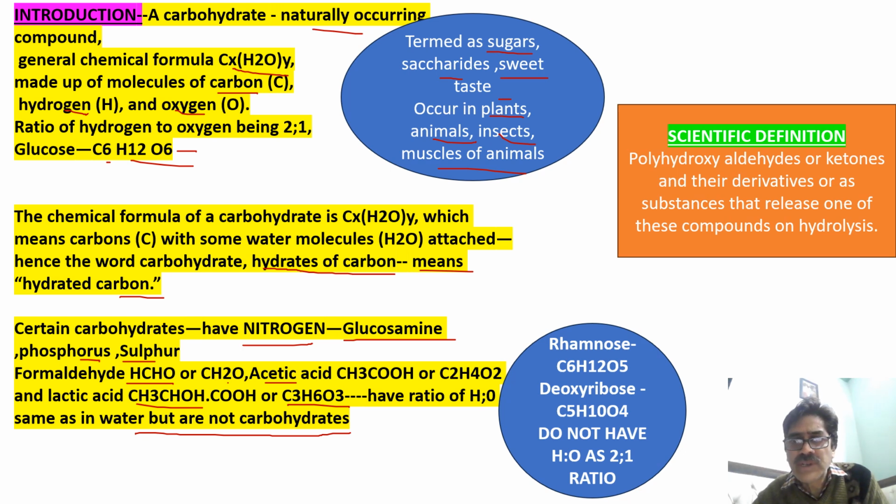And one more important point is, we have a compound rhamnose. This is the molecular formula C6H12O5, deoxyribose C5H10O4. They do not have hydrogen and oxygen in a 2 to 1 ratio, but they are somewhat carbohydrates. Now, the scientific definition of carbohydrates would be like this. They are polyhydroxyaldehydes or ketones and their derivatives, or substances that release one of these compounds upon hydrolysis. Now, this is the scientific definition.